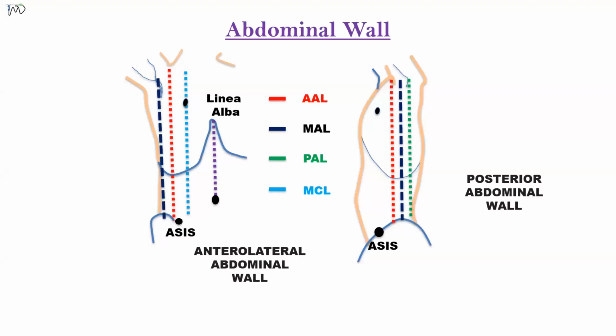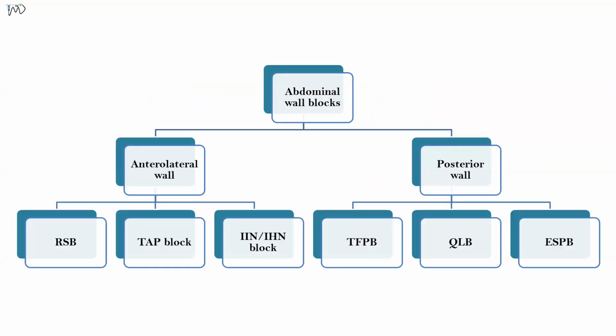The abdominal wall is a continuous cylindrical myofascial structure between the thoracic cage and the pelvic girdle. Roughly, we can divide it into anterolateral wall and posterior wall by the posterior axillary line on either side. The blocks performed through the anterolateral wall are rectus sheath block, TAP block, and ilioinguinal iliohypogastric nerve blocks, whereas the blocks performed through the posterior wall are transversalis fascia plane block, quadratus lumborum block, and the erector spinae plane block.